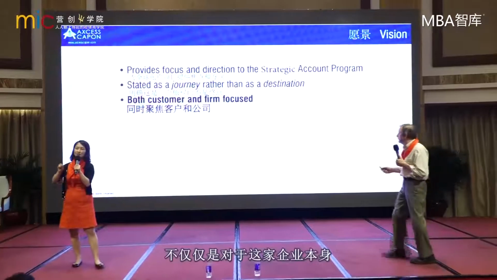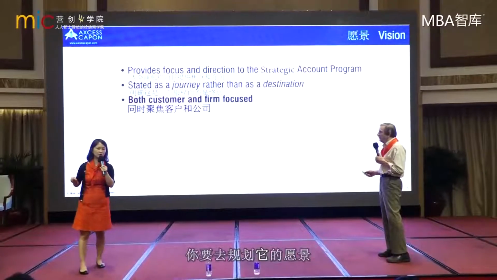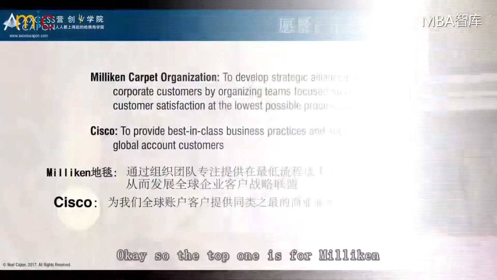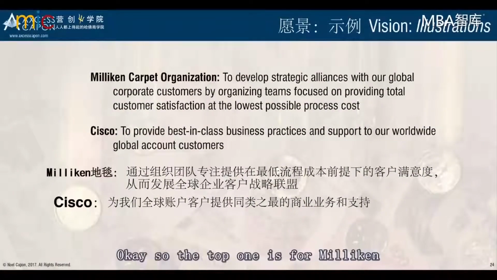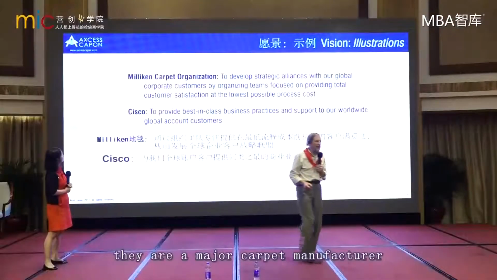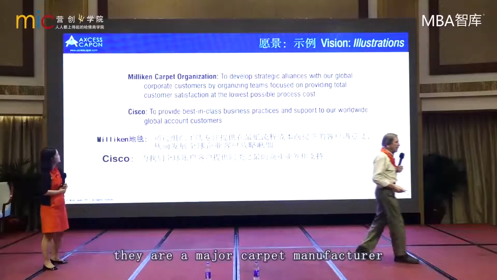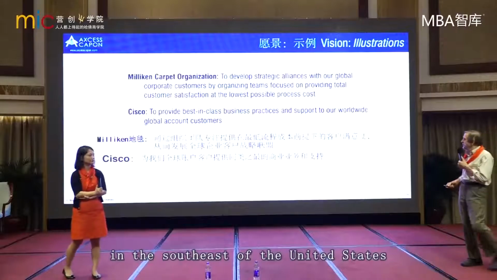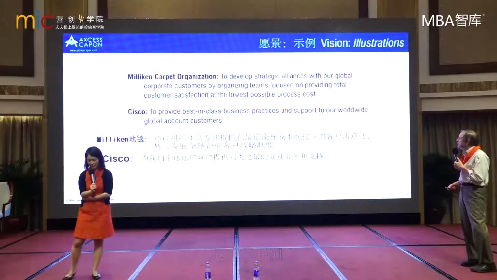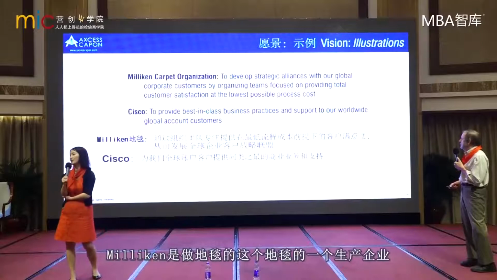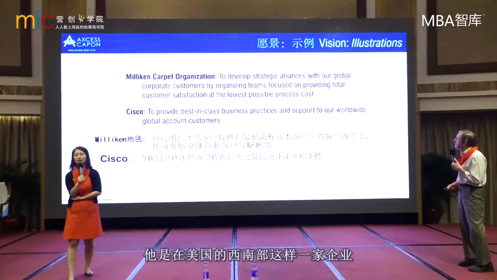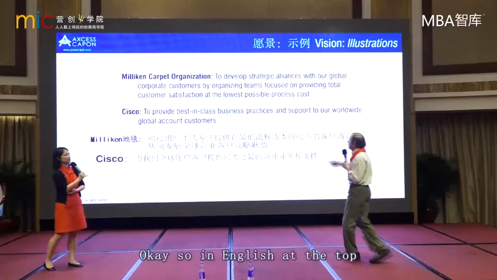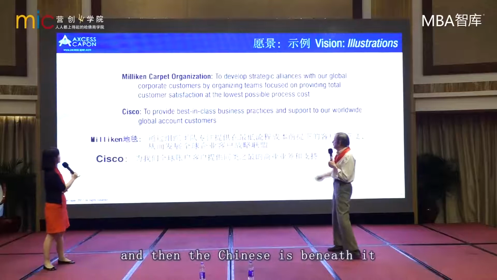不仅仅是对于这家企业本身，你要去规划它的愿景，同时你还要为这家企业的用户去规划愿景。Okay, so the top one is for Milliken. They are a major carpet manufacturer in the southeast of the United States. 我们看这样一家企业啊，这家公司叫 Milliken，是做地毯的。这个地毯的一个生产企业，它是在美国的西南部啊，这样一家企业。Okay, it's in English at the top, and then the Chinese is beneath it.